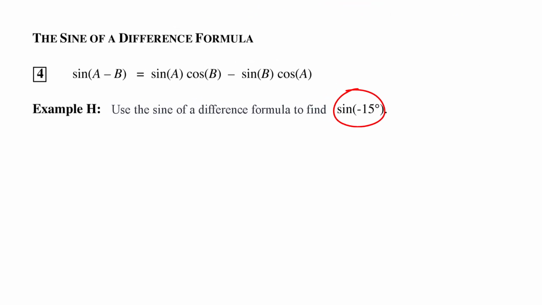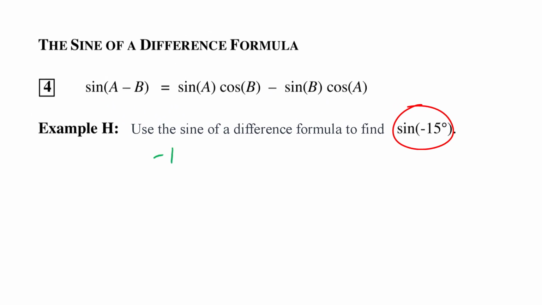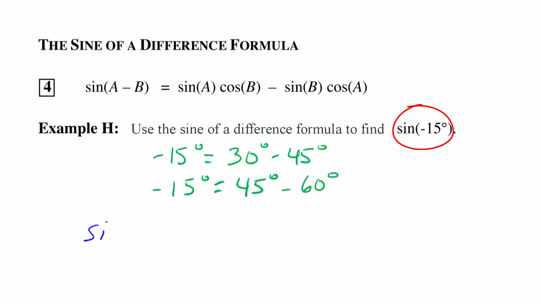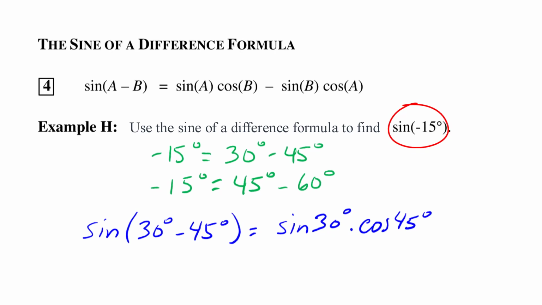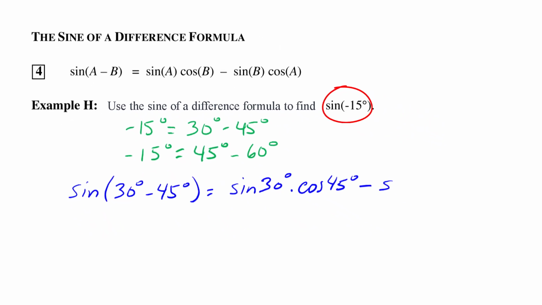Okay, now let's find the sine of negative 15 degrees by using the sine of a difference formula. Negative 15 degrees is 30 degrees minus 45, or it could be 45 degrees minus 60 degrees. Let's use 30 degrees minus 45 degrees. So this is now the sine of a difference formula. That will equal the sine of the first, sine of 30, times the cosine of the second, cosine 45, minus the sine of the second times the cosine of the first, times cosine 30.